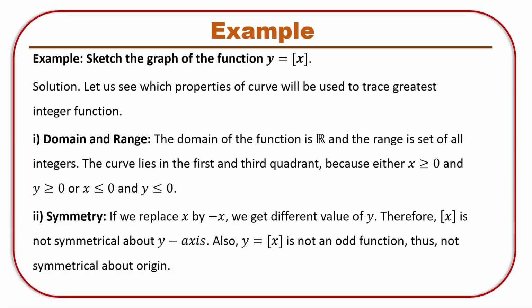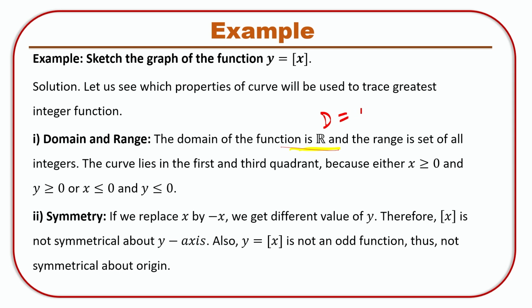The second one was to use the domain and range. As the greatest integer of x is defined for each real number on the real line, the domain is the whole real number set R, and the range is the set of all integers Z, since it only contains integers. The curve lies in the first and the third quadrant because either x is greater than or equal to 0 and y is greater than or equal to 0, or x is less than or equal to 0 and y is less than or equal to 0. That is our simple specification based on the domain and range.